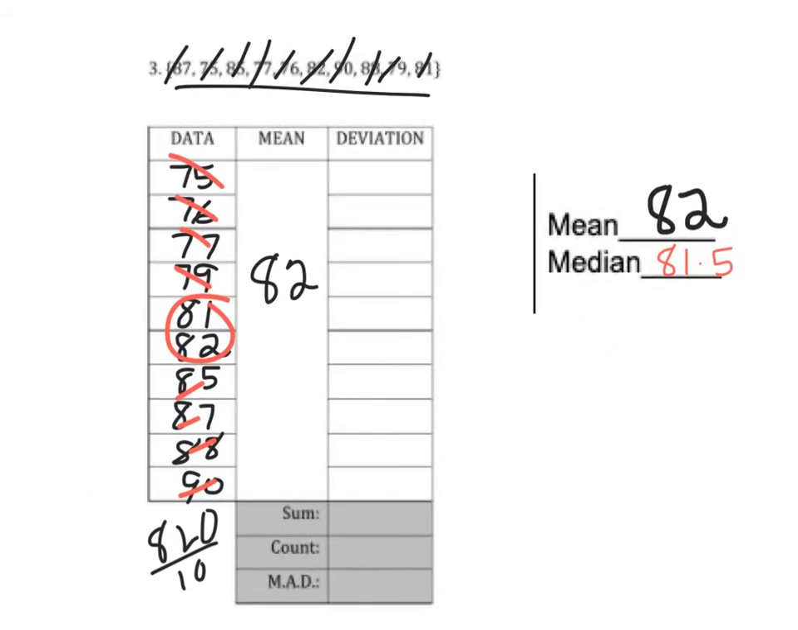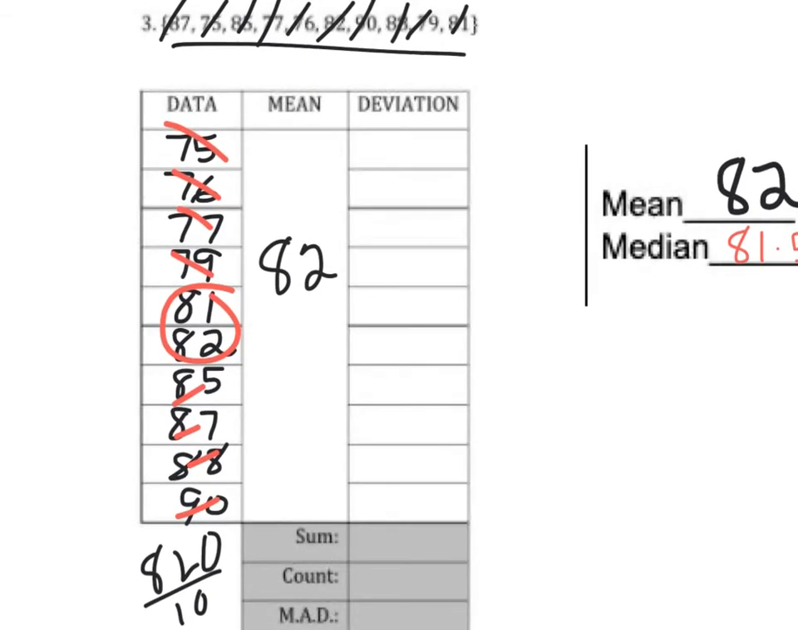Okay, now to get to the deviation. How far does 75 deviate from 82? So let's do 82 minus 75, 7. 76 from 82 will be 6. 77 will be 5. 79 will be 3. 81 will be 1, 82 will be none, 85 will be 3, 87 will be 5, 88 will be 6, and 90 will be 8. So all I did was I subtracted to find the absolute distance or deviation away from 82 each one was.